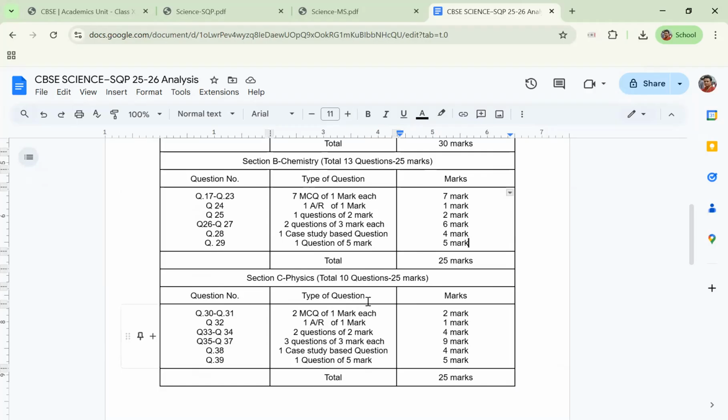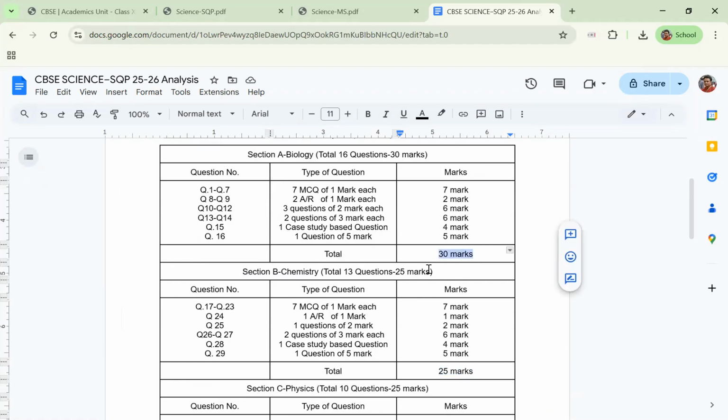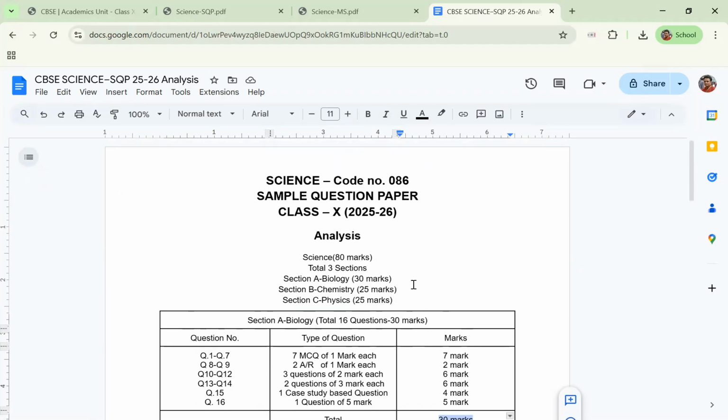The difference here is that in chemistry and bio, we have a total of 7 MCQs, whereas for physics, we have only 2 MCQs of 1 mark, which is 2 marks. And like chemistry, we have one assertion reason of 1 mark. There are 2 questions of 2 marks, which makes 4 marks. There are 3 questions of 3 marks, making a total of 9 marks. Question 38 is a case study based question. Question 39 is a 5 mark question. That makes 25. So if you'll see, 25 marks for physics, 25 marks for chemistry, that makes 50, and 30 marks for biology. So total marks are 80 marks.